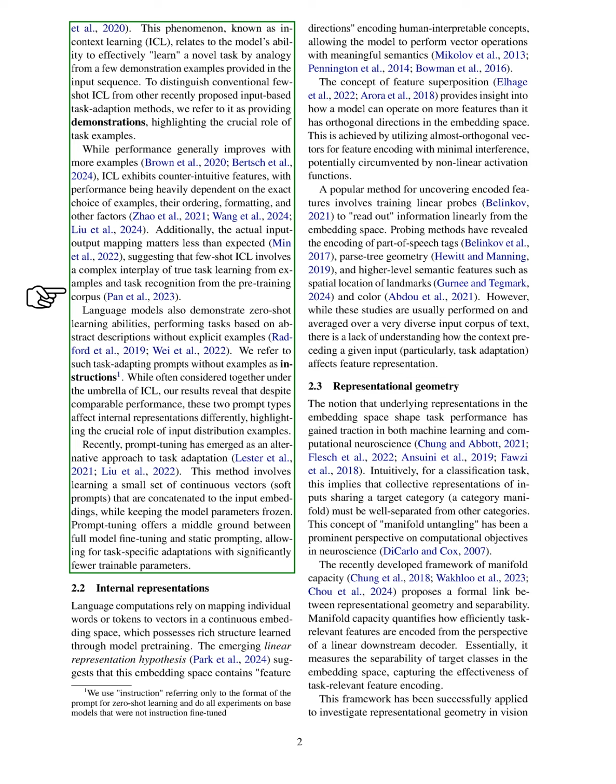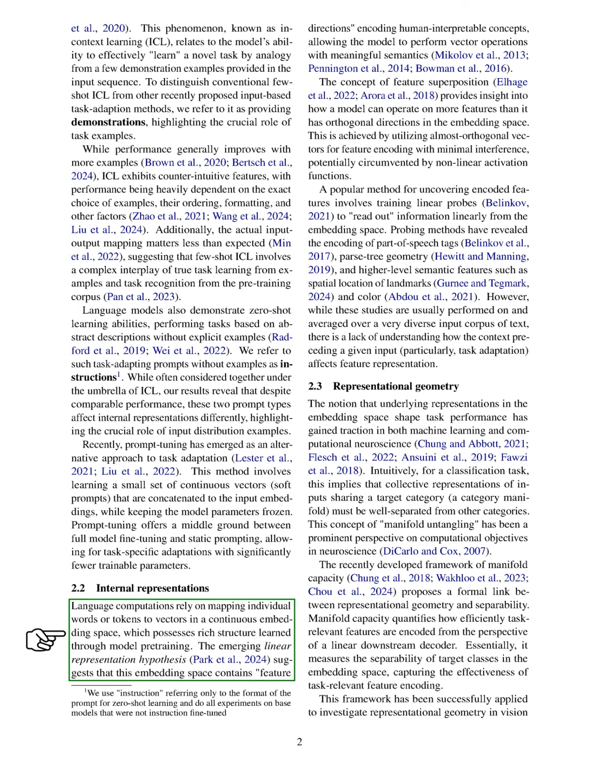Moreover, language models can also perform tasks based on abstract descriptions without needing explicit examples, which we refer to as instructions. Although both types of prompts fall under ICL, our findings show that they affect internal representations differently, underscoring the importance of input examples. Recently, prompt tuning has emerged as a method for task adaptation, where we learn a small set of continuous vectors that are added to the input while keeping the model's parameters unchanged. This approach strikes a balance between full model fine-tuning and static prompting, allowing for task-specific adjustments with fewer parameters.